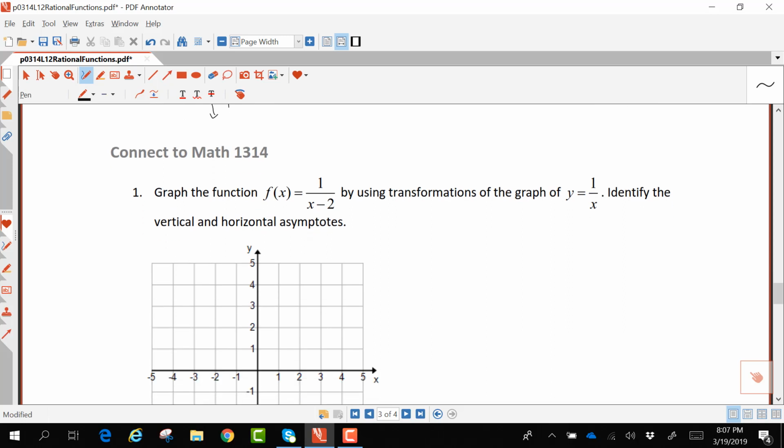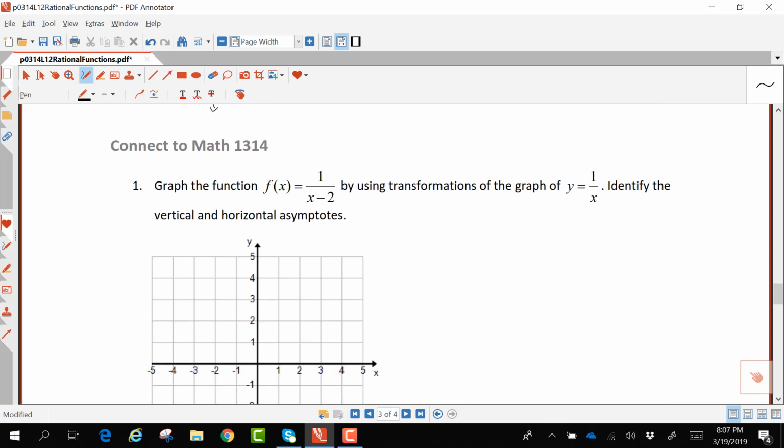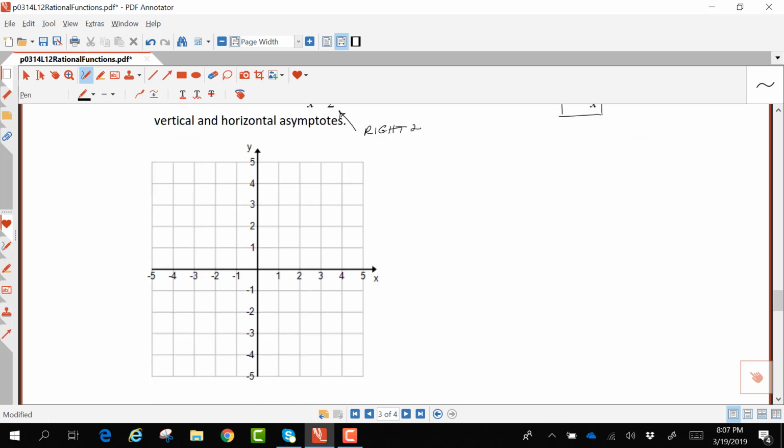Connecting this to college algebra, this example 1, all you would need to do is start with the parent graph of 1 over x, and the subtraction of 2 would mean to go right 2 units.